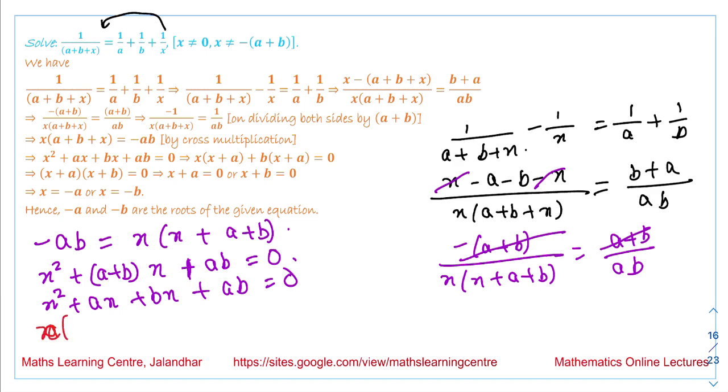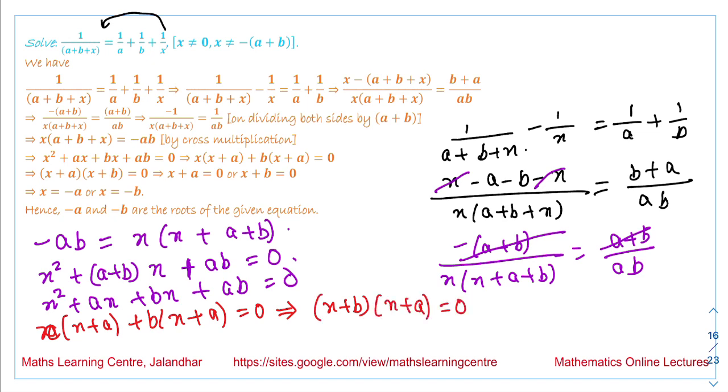Then we are taking x common, we are left with x plus a. We are taking b common, we are left with x plus a, that is equal to 0. So we are writing it as x plus b into x plus a, that is equal to 0. So this gives us x is equal to minus a or x is equal to minus b. These are the roots of the given equation.